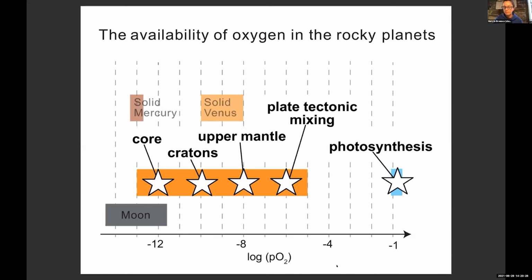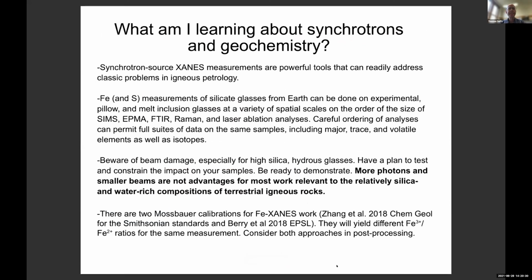So that's really exciting. I need to finish up now. This is what I can tell you that I'm learning about synchrotrons and geochemistry. I think this has been said a whole bunch of times, but I'll repeat it.